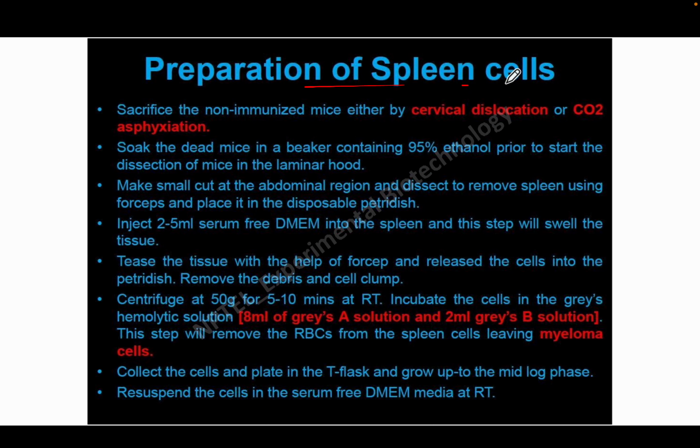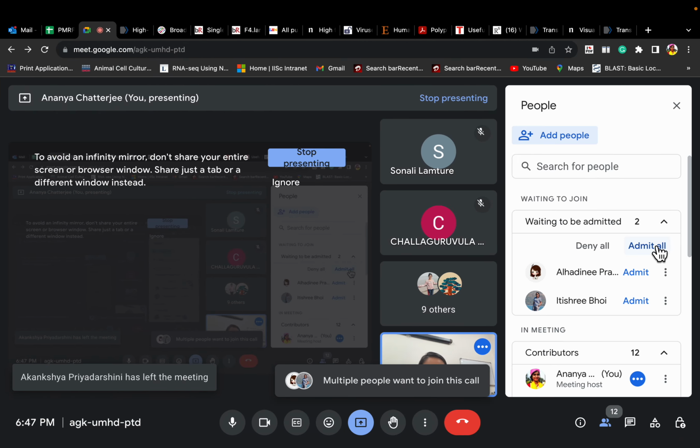So preparation of spleen cells, how do you prepare? Sacrifice non-immunized mice either by cervical dislocation, which means you dislocate the cervical vertebrae; there is a technique where you stretch the mouse out a little bit, so you can do that. Or carbon dioxide: you give enough carbon dioxide so it doesn't get oxygen, so asphyxiation will happen and it will die. So this is the process.